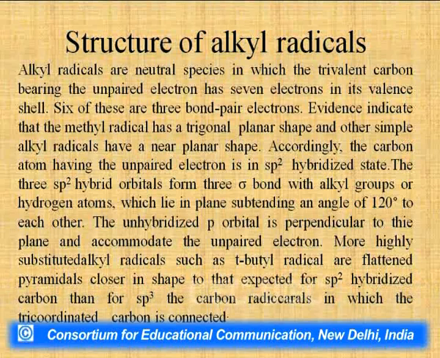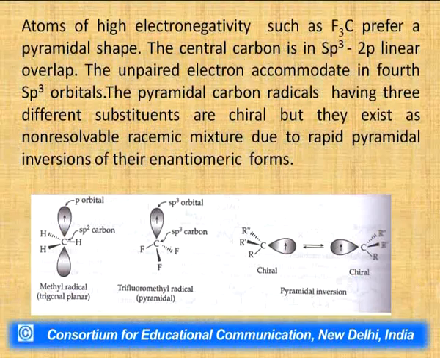The carbon radicals in which the tri-coordinated carbon is connected to atoms of high electronegativity such as F3C, when 3 fluorine atoms are there, prefer a pyramidal shape. The center carbon is in sp3 hybridization. The unpaired electron is accommodated in the 4th sp3 orbital. You can see in the figure trifluoromethyl radical.